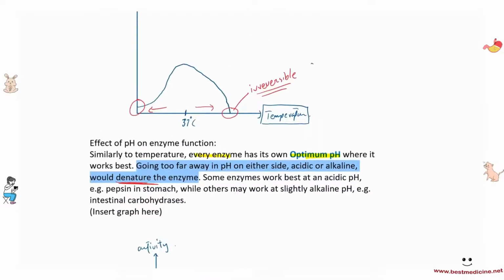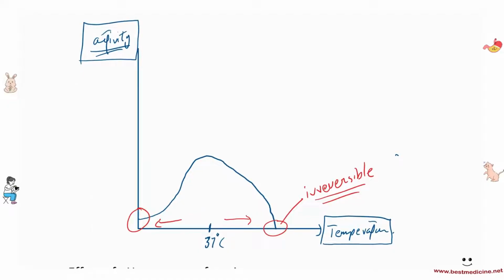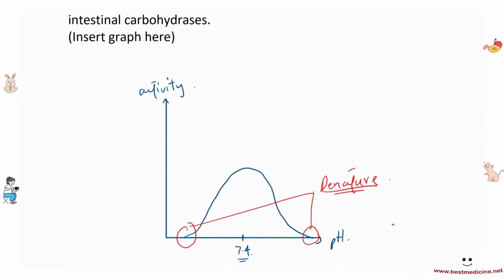Very quickly repeating this, for temperature, if you increase temperature, it will denature. If you decrease temperature, it will not denature, and this is reversible because you don't lose the active site. If you increase the temperature again back to optimum, it's going to go up. For pH, it will get denatured and it will no longer return back, right? This is irreversible.